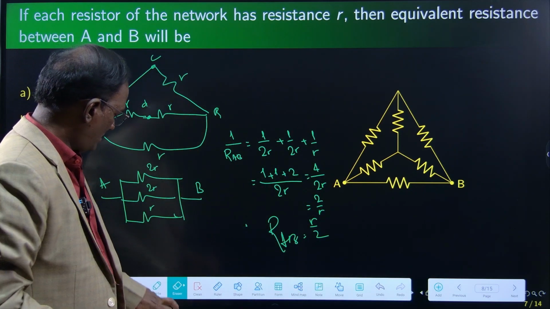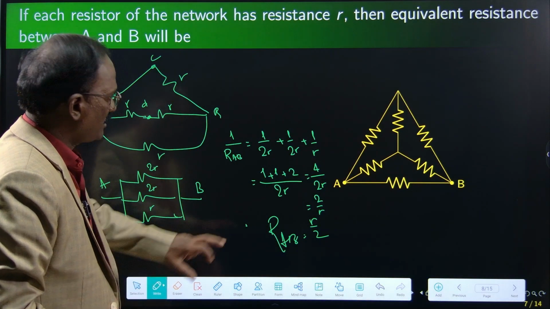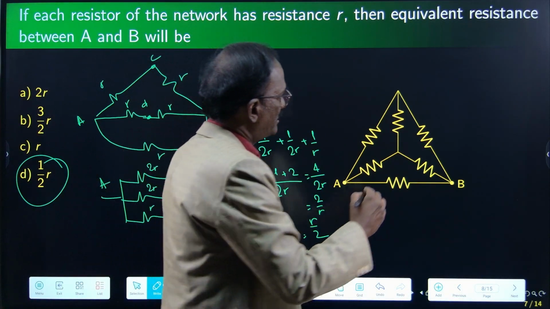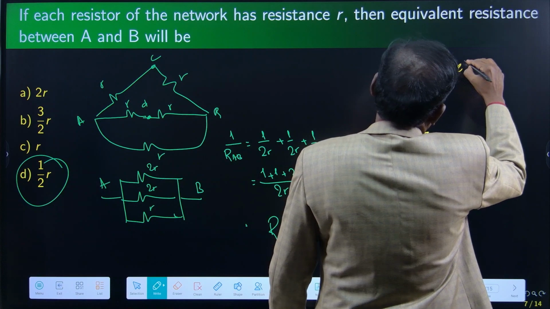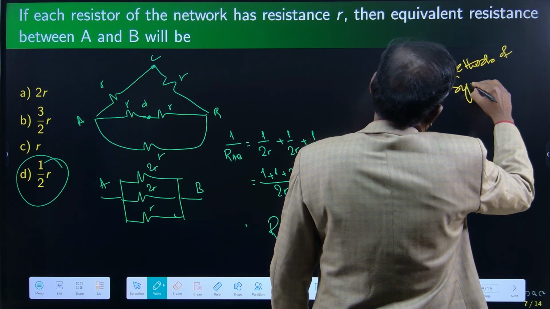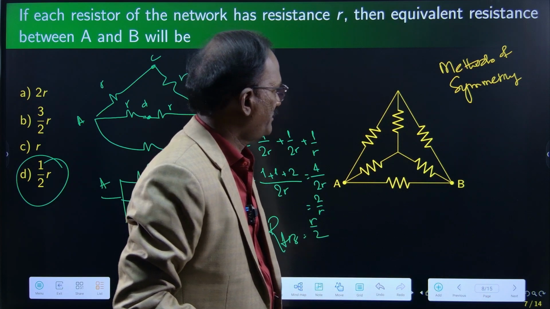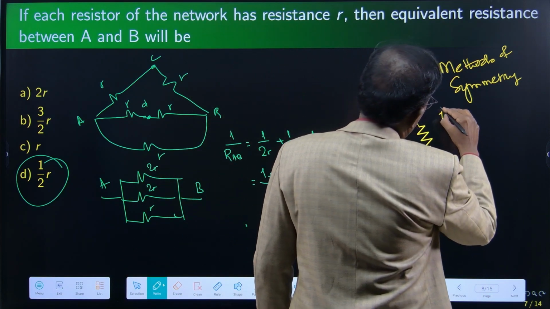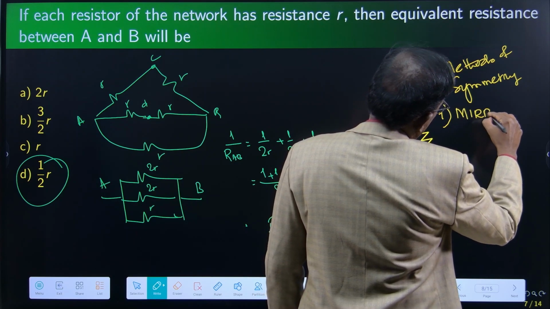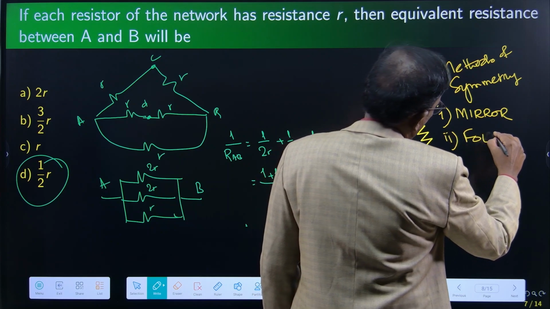If you find an equal number of values, you look for solving the problem using methods of symmetry. It is a symmetric arrangement. So two methods we have studied: mirror symmetry and folding symmetry.